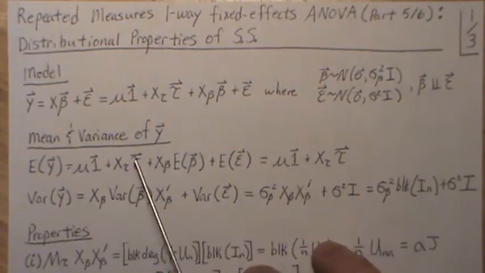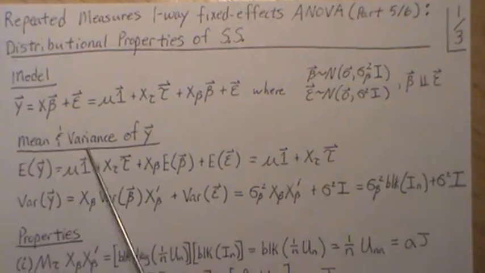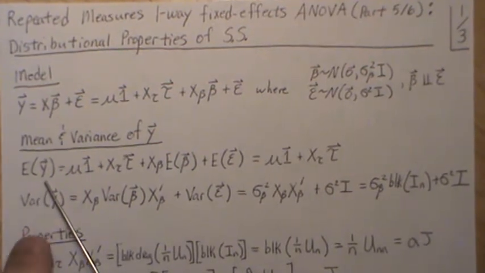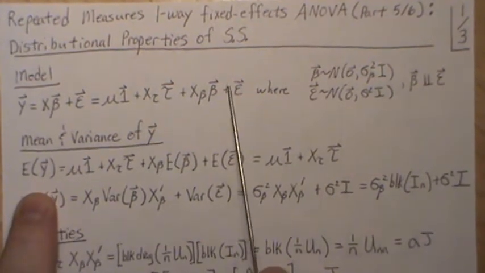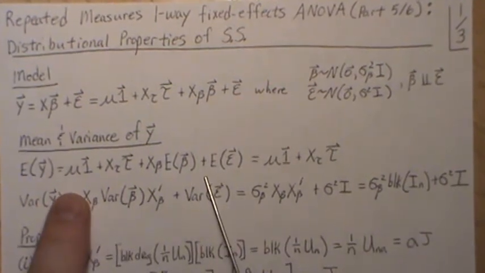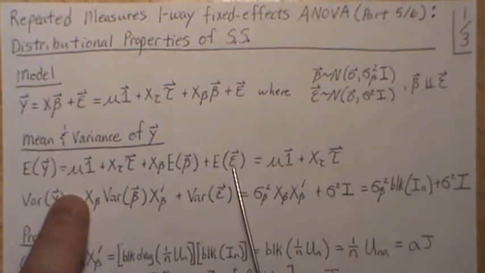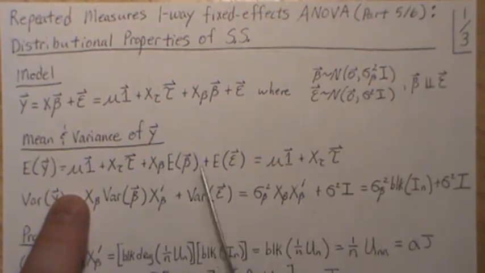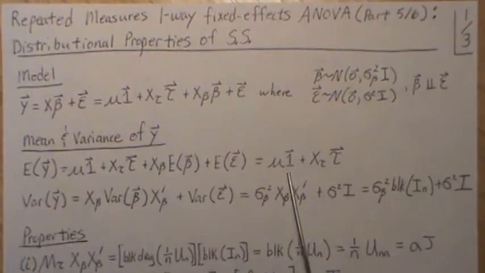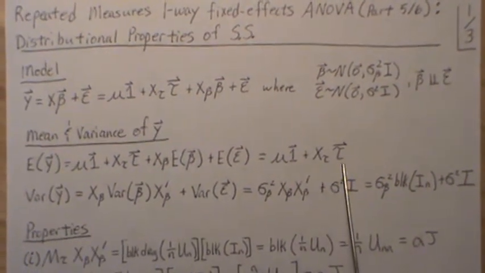So let's find the mean of y, and the variance. So the mean of y. Now if we plug in what we know about y, we get this, and so the expected value is a linear operator, so it goes in, and the only random variables are beta and epsilon, and these are 0, so we're left with mu 1 and X tau times tau.